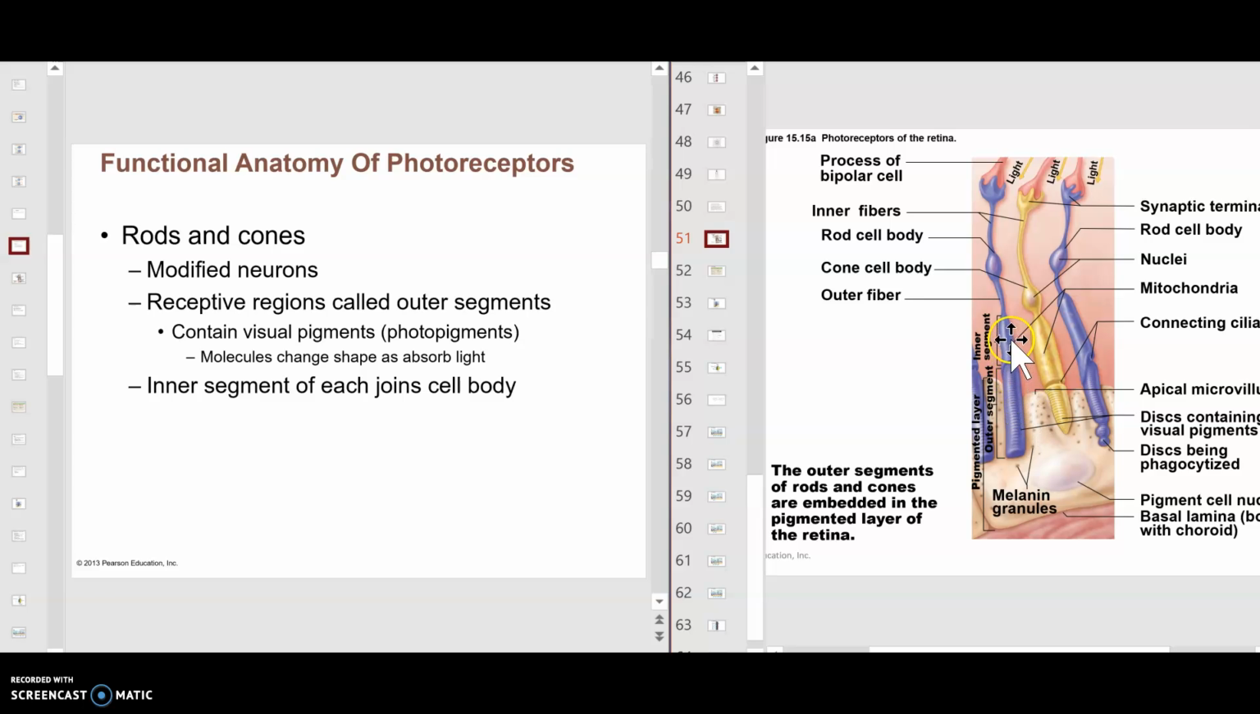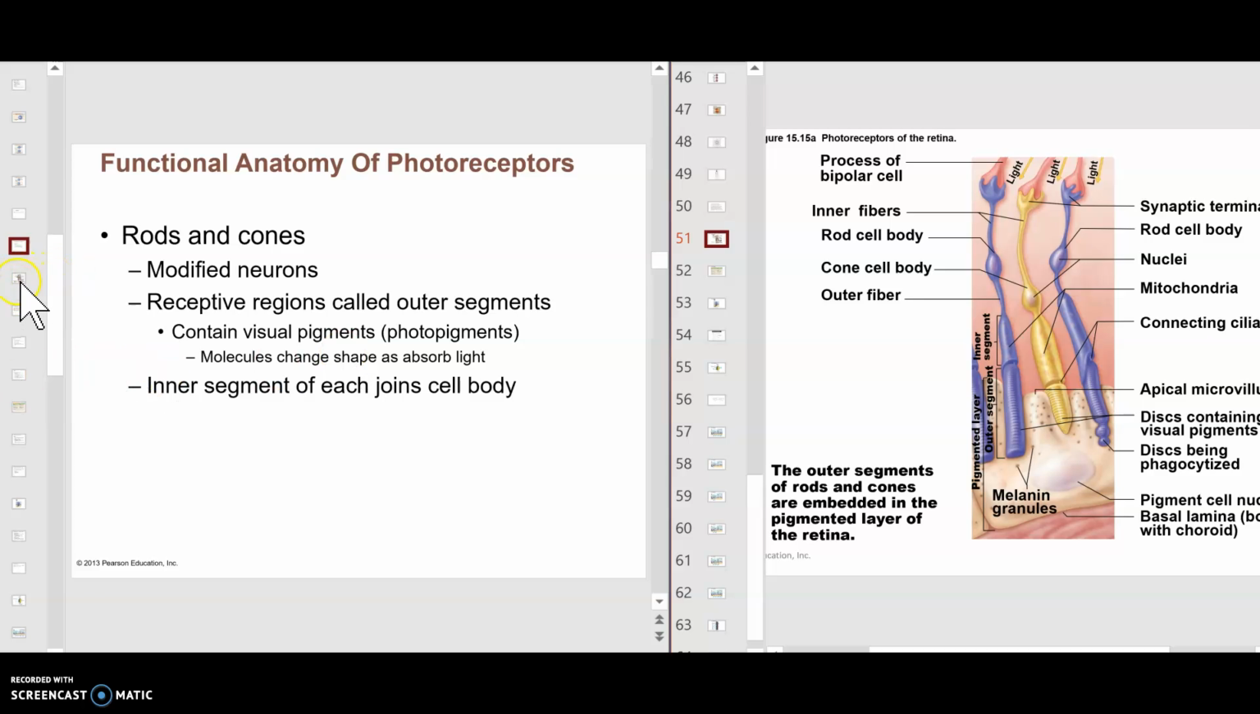Then we come to this inner segment right here, which is in the neural layer of the retina. And then finally we come here to the cell body, rod cell body, cone cell body. And then these are synapses here, the synapses on the bipolar cells. So go back to the previous video to see the lineup.